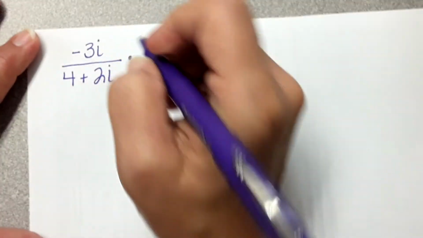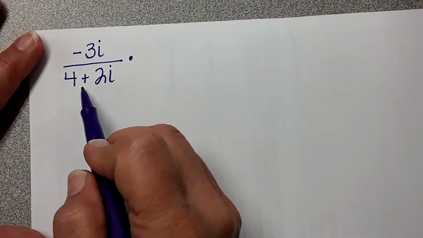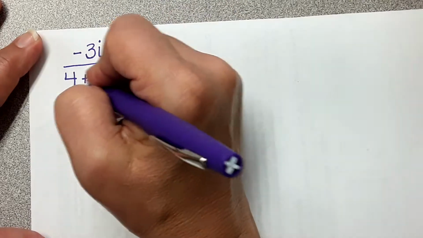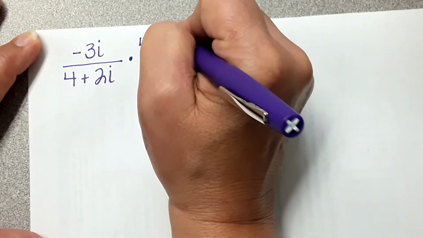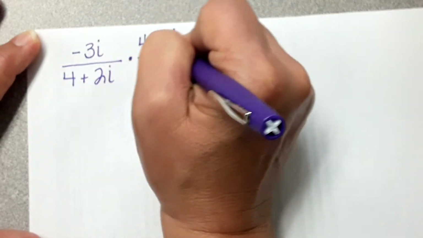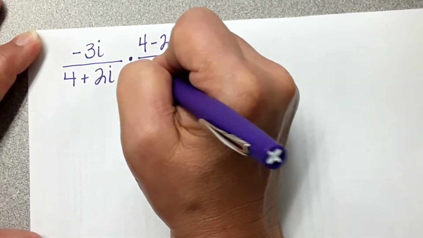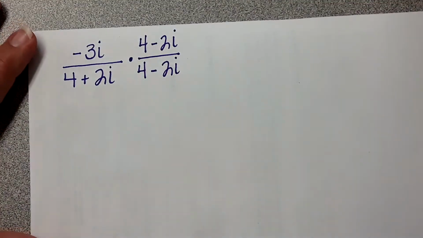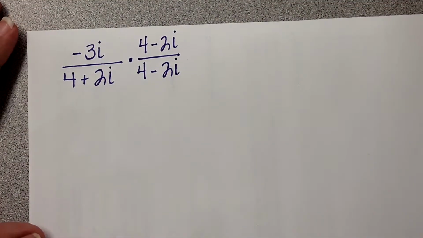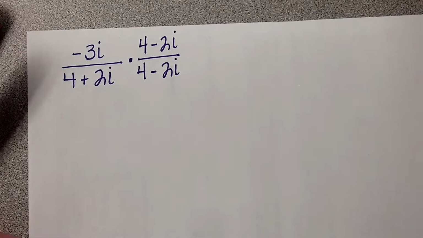And the conjugate is just changing the operation. So instead of 4 plus 2i, I'm going to multiply the top and the bottom, the numerator and the denominator, by 4 minus 2i. Now what I want you guys to do is see if you can do it on your own before you watch the video.